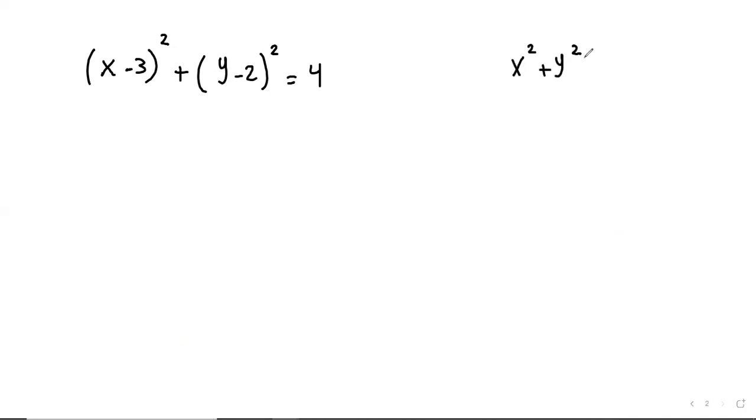Here in this question, I have two equations of circles. The first equation of the first circle is x minus 3 to the power of 2, plus y minus 2 to the power of 2 equals 4. I want to determine the position of this circle with respect to the circle whose equation is x to the power of 2 plus y to the power of 2 plus 2x plus 2y plus 1 equals 0.